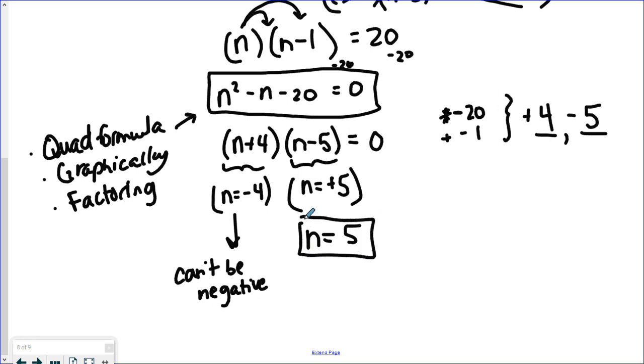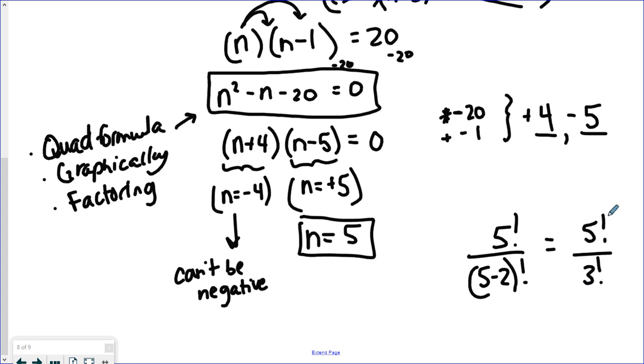And we could always check that back in our question. So 5 factorial divided by 5 minus 2 factorial, so 5 factorial divided by 3 factorial. Again, you could punch this into your calculator, you could do it algebraically, or you could write them all out and figure it out. But what it comes down to is it does equal 20, which is good because the left-hand side needs to be equal to the right-hand side of the equation.